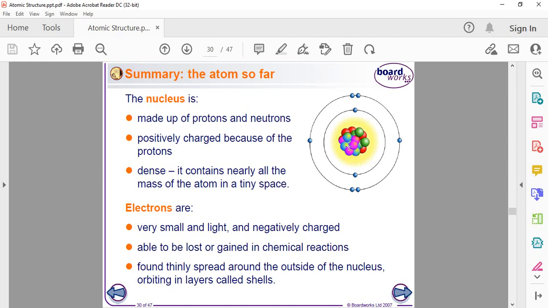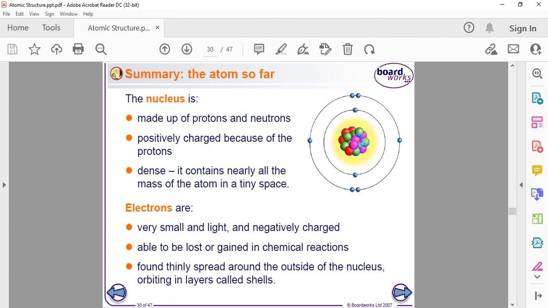The nucleus is dense. Dense means what? Heavy. Because it contains nearly all the mass of the atom in a tiny space. So, the protons have a mass of 1. Neutrons have a mass of 1. Electrons have no mass. So all the mass of the atom is in the nuclear area, the nucleus.